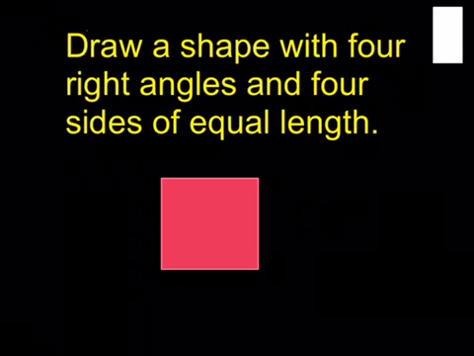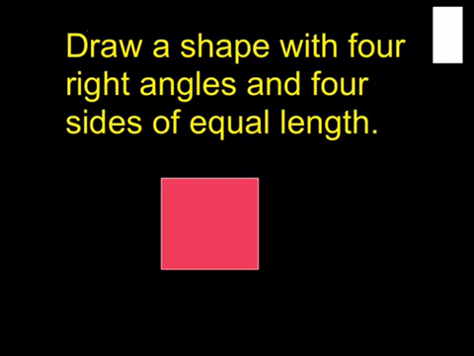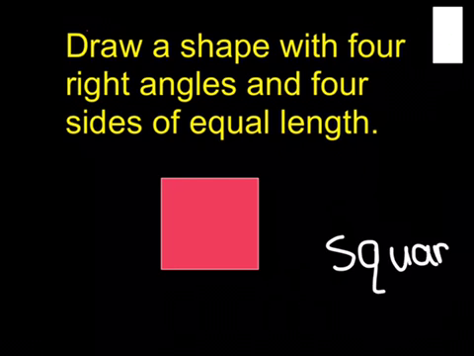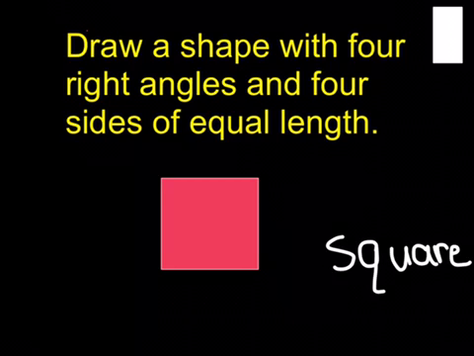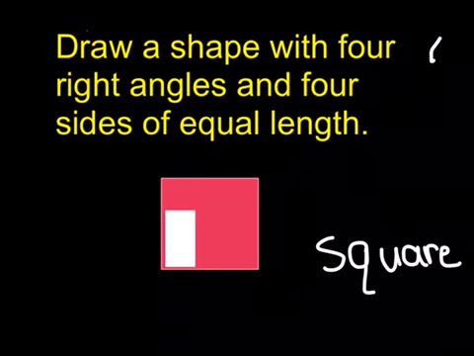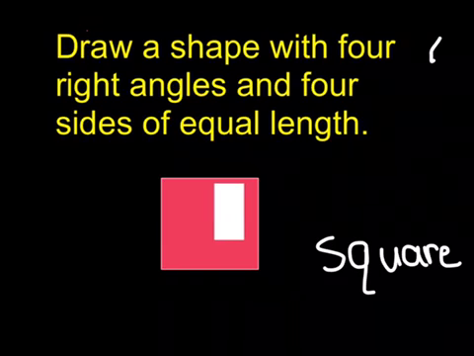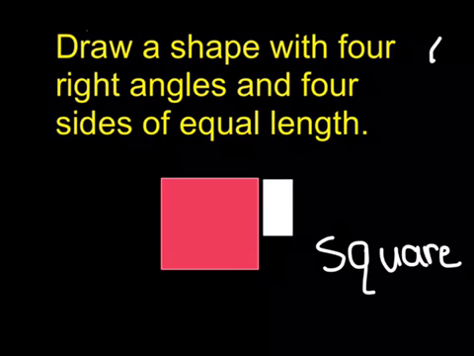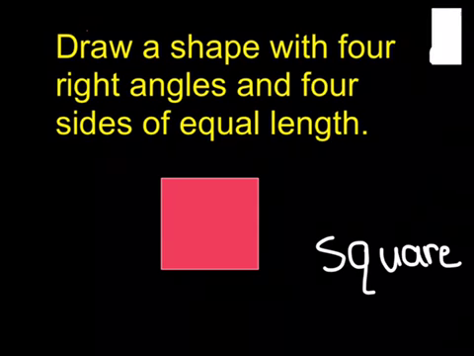Okay, you should have come up with a square. A square is a 4-sided polygon, a quadrilateral. Every side is equal length, the same size, and it has 4 right angles. So if I grab my piece of paper and put it right in the corner, at each angle where 2 lines meet, it forms a perfect corner, perfect right angles.